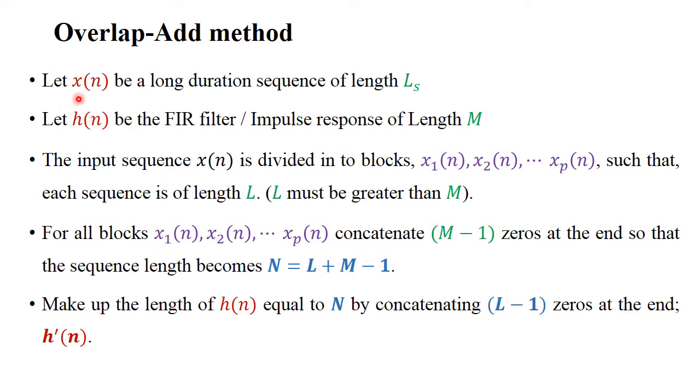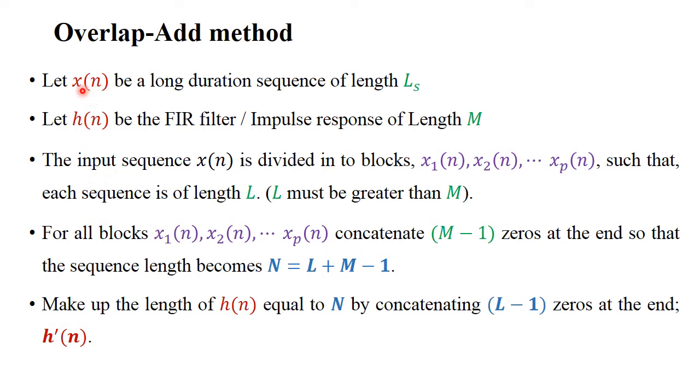The first step: let x of n be a long duration sequence of length Ls. Long duration sequence means we usually take the length of x of n for the solution of the problem as something like 12 or 14. We consider that as the long sequence, and its length is represented by the term Ls. Let h of n be the FIR filter, or the impulse response, of length capital M.